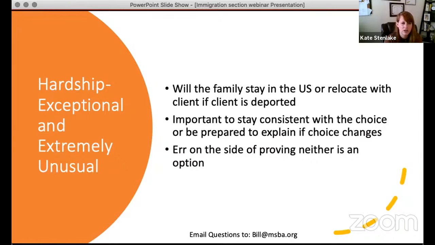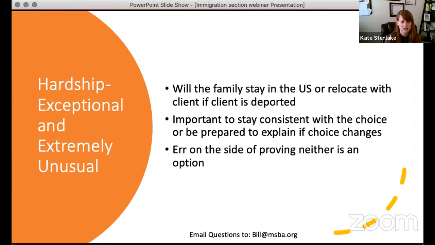On the EOIR 42B, there is the question of whether or not the family will stay in the United States or relocate. This is an important key factor to discuss with the client at the beginning of the case, because you'll want to indicate that on the application, and if for sure the family would relocate or not relocate, that'll determine how you're going to present the case from there on out. It's important to stay consistent with that choice if there is a clear choice.